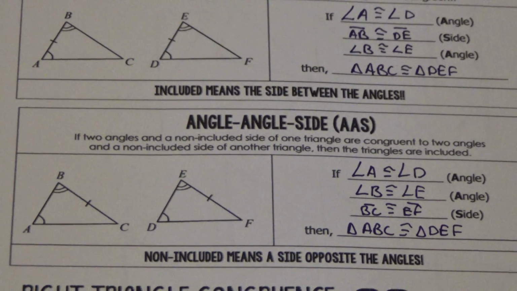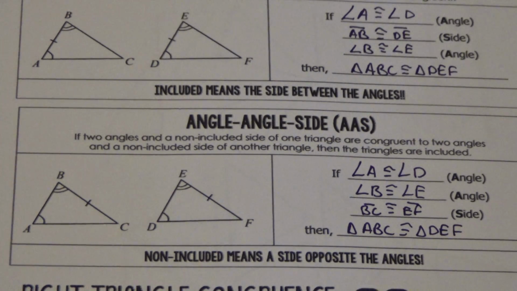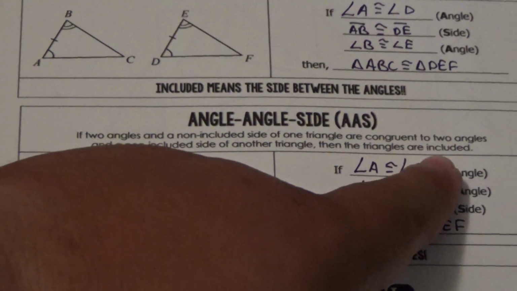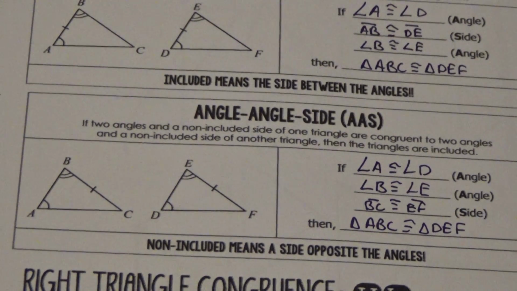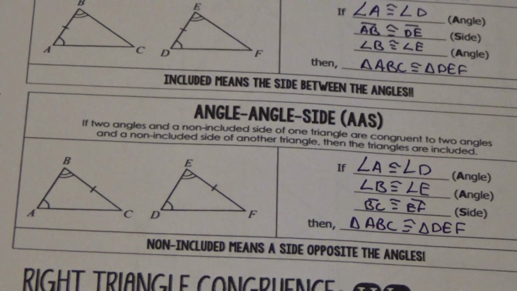If two angles and a non-included side of one triangle are congruent to two angles and a non-included side of another triangle, then the triangles are congruent. Misspelling there. That's supposed to be congruent, not included. But, right, so I can conclude that angle A is congruent to angle D, again by the marks. Angle B congruent to angle E, and side BC is congruent to side EF.